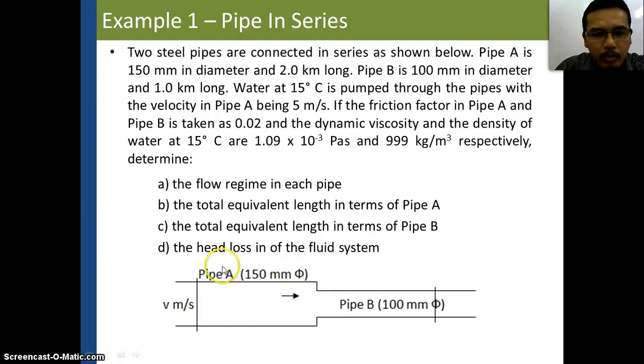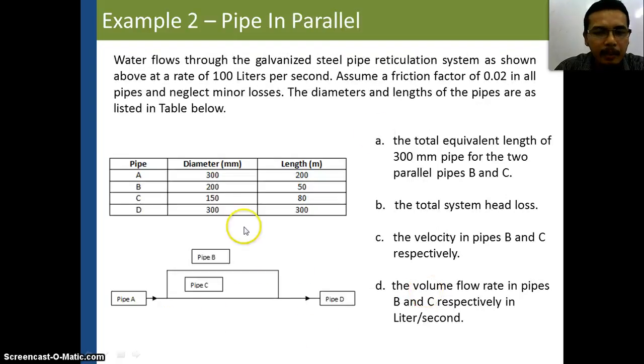We need to find the flow regime in each pipe. We need to find the total equivalent length in terms of pipe A and also in terms of pipe B, and then we need to find the head loss. The second example we will do next is a pipe in parallel. You can see here pipe A splits into two pipes, B and C, then splits back into pipe D. Also we need to find the equivalent length, the total system head loss, and the velocity as well.